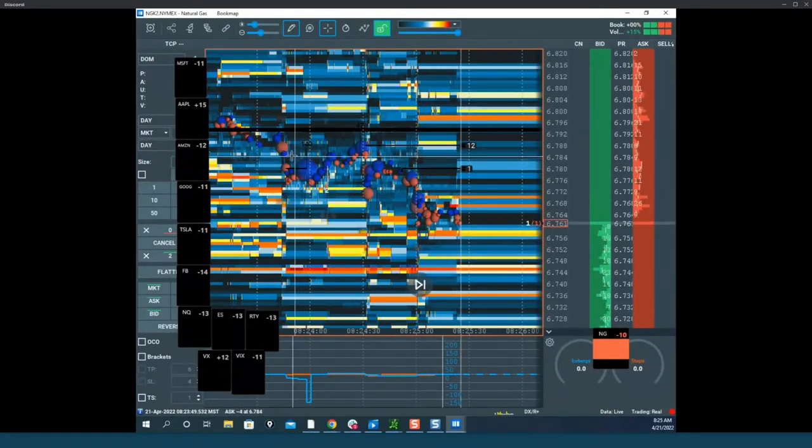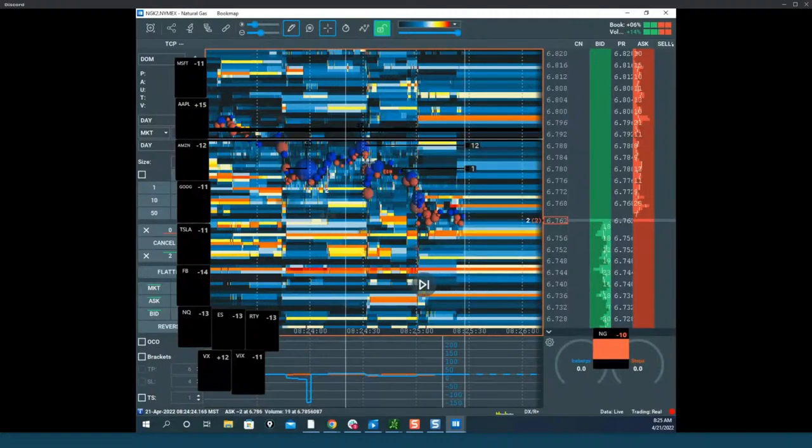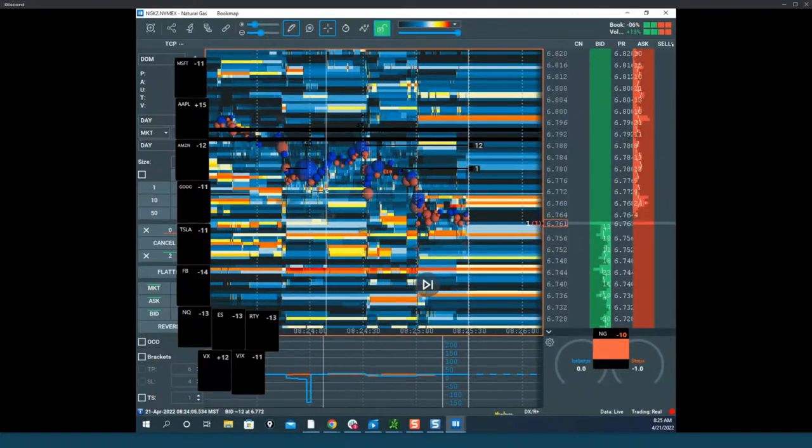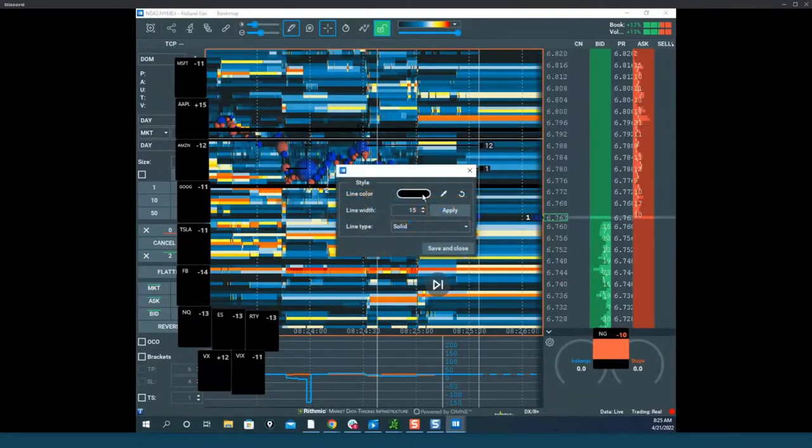And we basically violated that other zone. So I'm going to take this aggressively to the short side because we're below the yellow line, right? It's a whole new, let's make this a different color so I don't confuse myself.